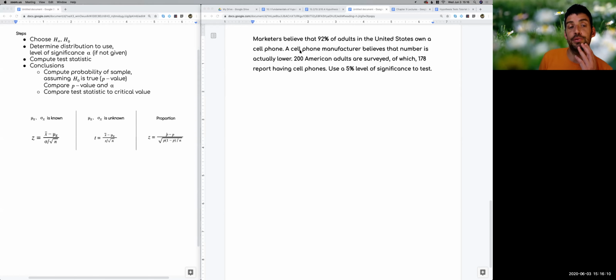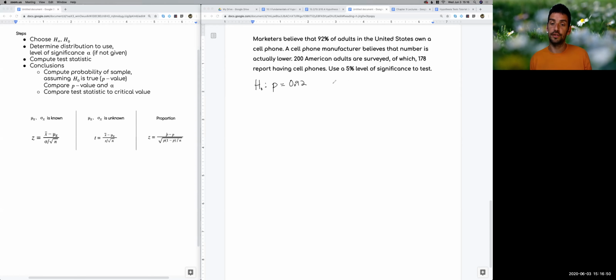So in this problem, let's start with our H naught and our Ha. H naught is that 92% of adults in the United States own a cell phone. This is a proportion, right? That's what a proportion is: the proportion out of the group that has it. We usually give those as a fraction, or a decimal, or a percentage. If you said half of all Americans, then that would be the proportion. But in any event, what we're saying here is that the proportion is 0.92. That's what we're going to assume to be true.